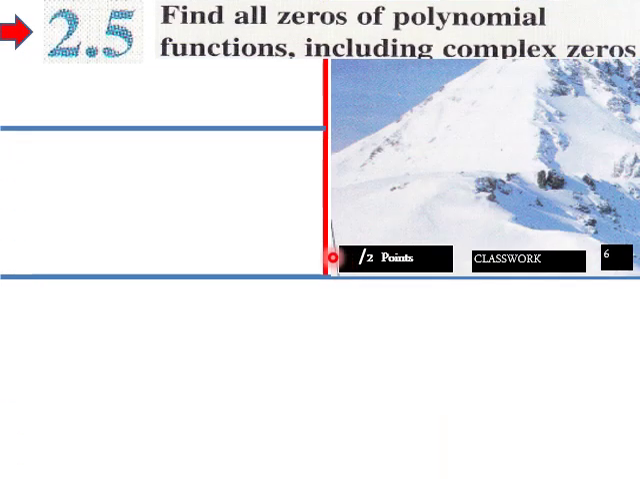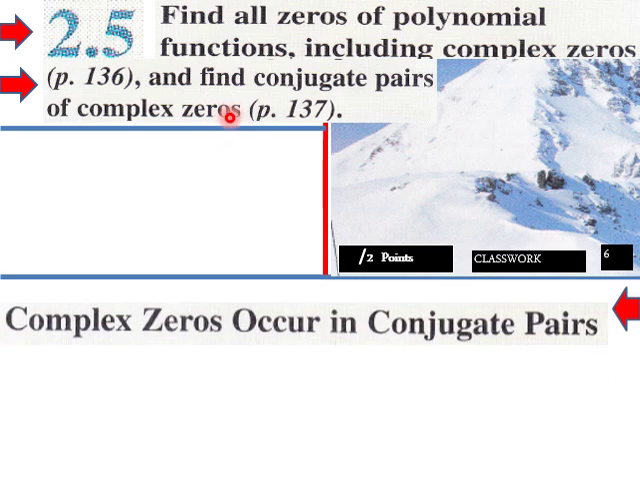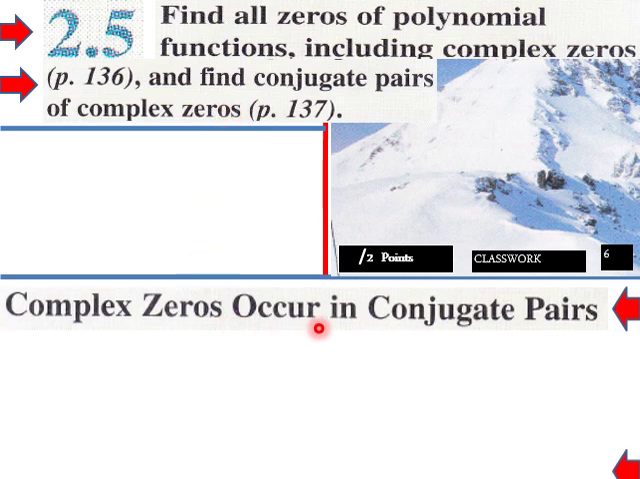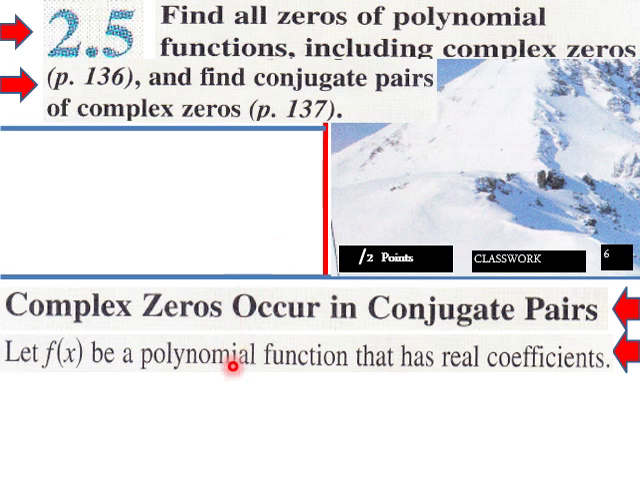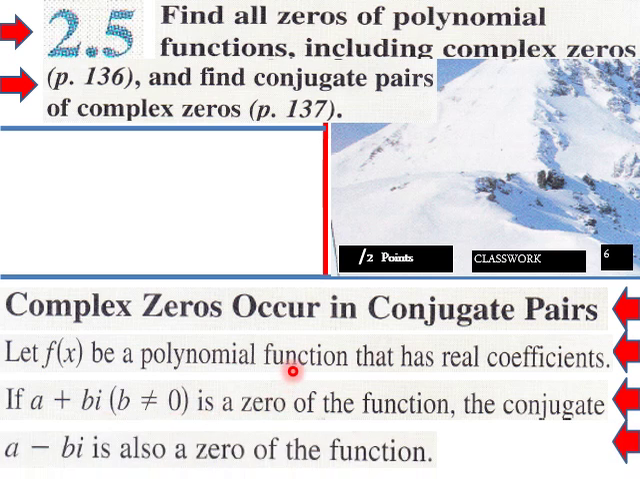Okay, 2.5. Find all zeros of polynomial functions, including complex zeros, and find conjugate pairs of complex zeros. So, complex zeros occur in conjugate pairs. Let f of x be a polynomial function that has real coefficients. If a plus bi is a zero of the function, the conjugate a minus bi is also a zero of the function.